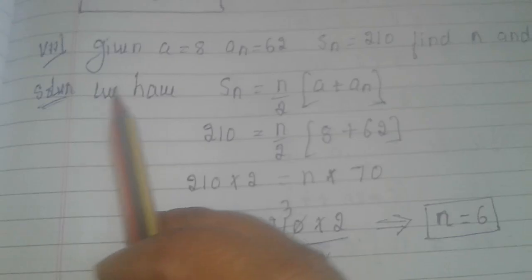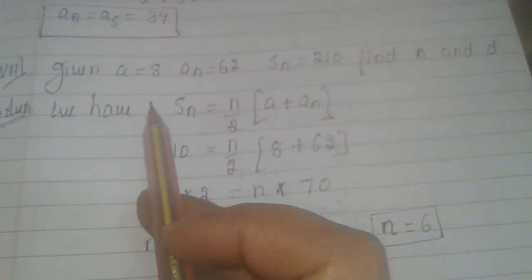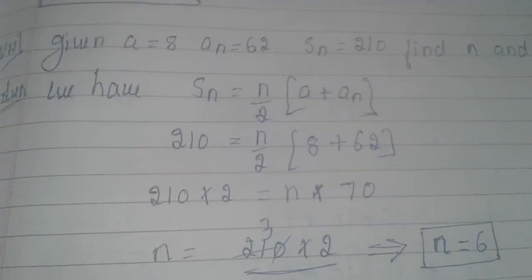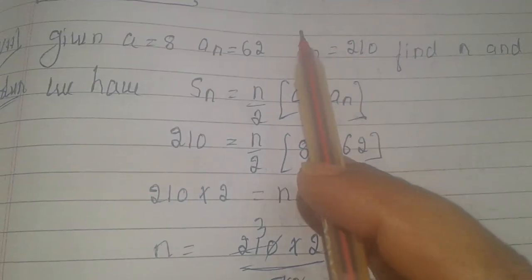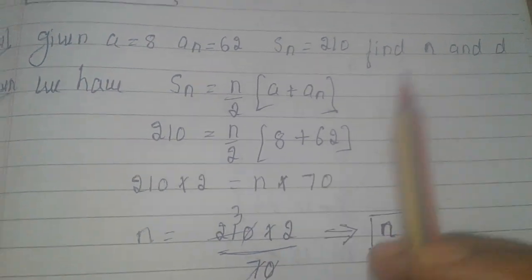Good morning. Okay, let me start with the 7th question. What is given: a is 8, the nth term is 62, and Sn is 210. I should find n and d.